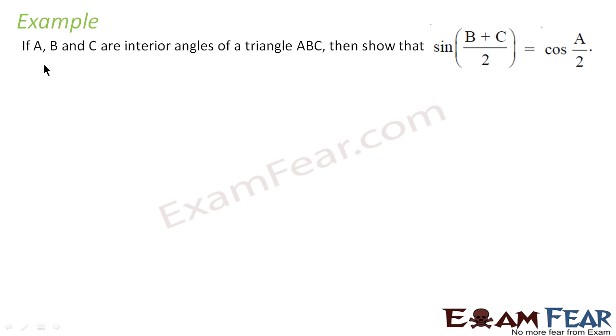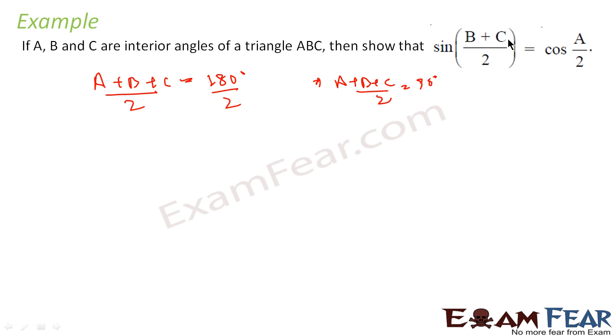The question says, if A, B and C are interior angles of a triangle, we have to show that sin of (B plus C) by 2 is equal to cos of A by 2. See, the first thing that comes to our mind when we see that A, B, C are angles of a triangle, that is A plus B plus C is 180. Correct? Now since we are talking about A by 2, (B plus C) by 2, let's divide this by 2, both sides. So what we get? (A plus B plus C) by 2 is nothing but 90 degree. We are talking about (B plus C) by 2 and A by 2, let's separate this out. So what will we get? (B plus C) by 2 is nothing but 90 degree minus A by 2.